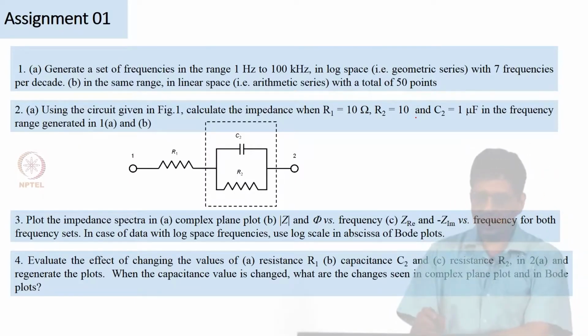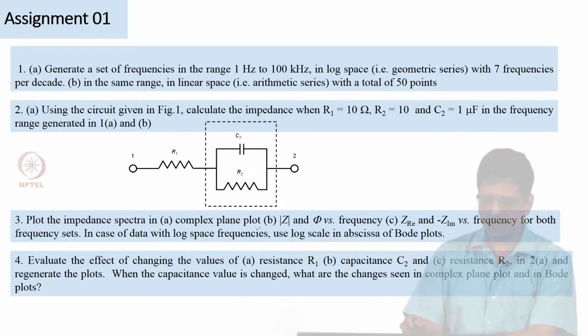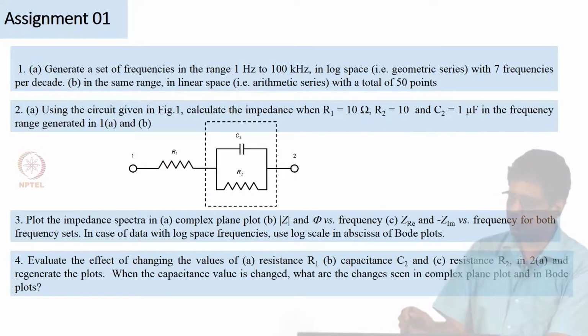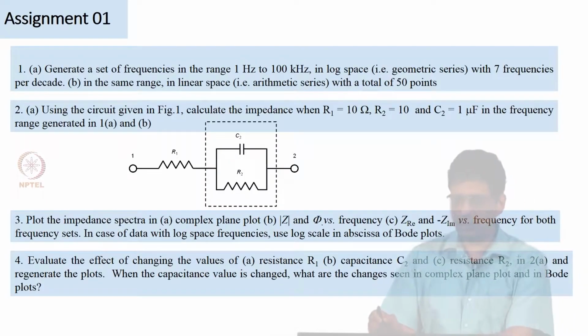We want to plot that either in the complex plane plot or as Bode plot. In the Bode plot, you can plot magnitude as a function of frequency and phi or the phase as a function of frequency. That is one way. Sometimes you can also plot real part as a function of frequency and imaginary part as a function of frequency. That has been shown in some publications. And whenever you use Bode plot, you should plot the frequencies in log scale.